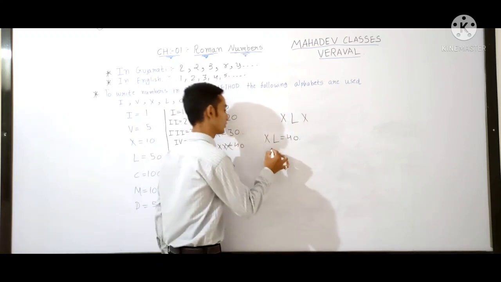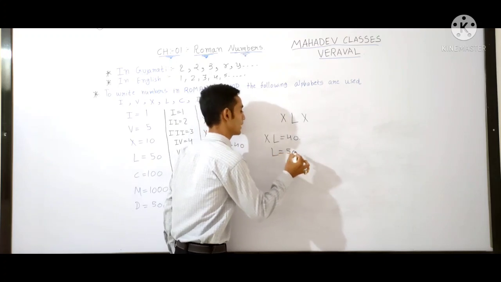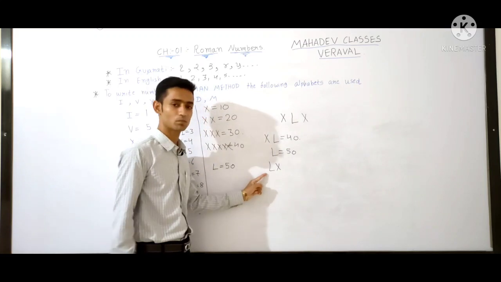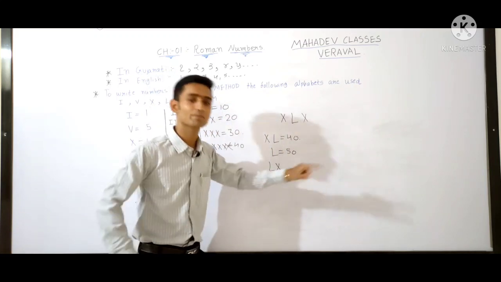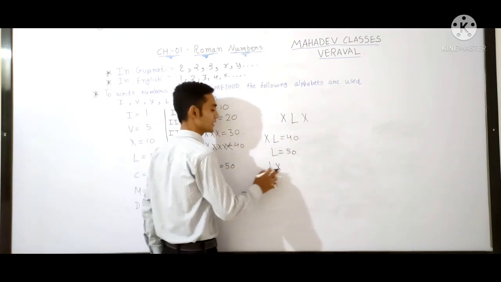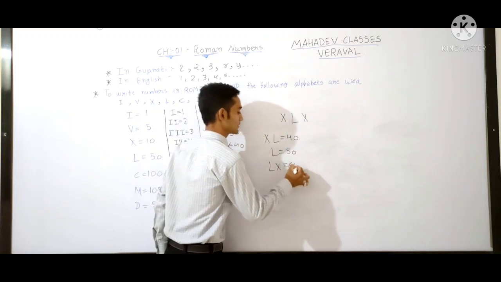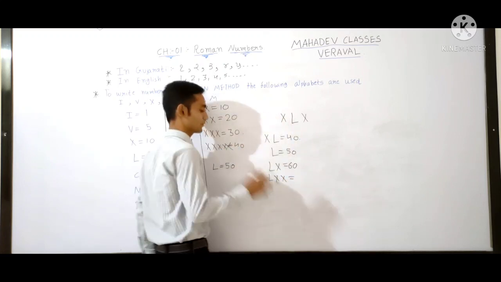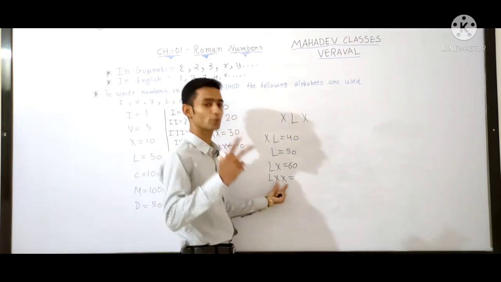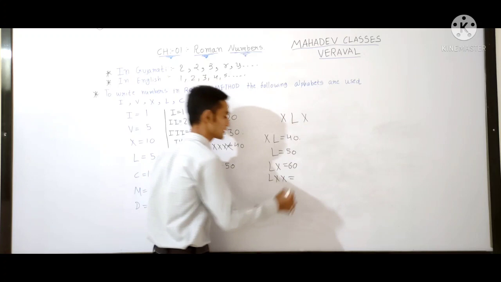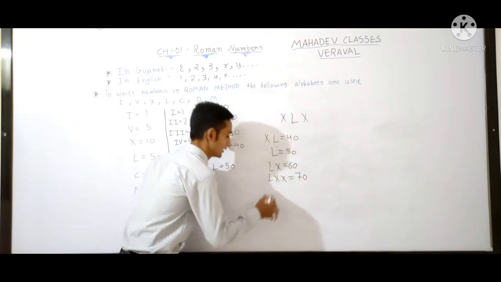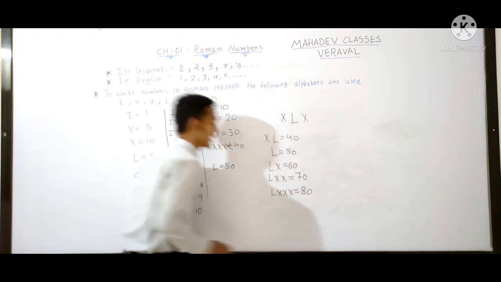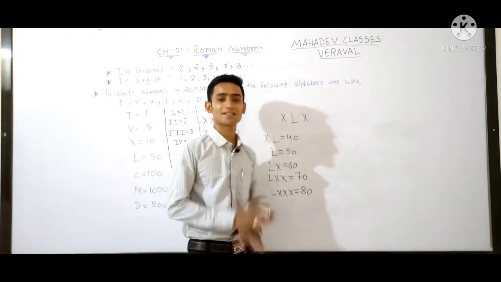Okay, and you know the Roman number of 50. Now if you write X on the right side of that L symbol, it means it will be an addition process, which is 50 plus 10, you will get 60. Similarly, LXX: L means 50 plus XX, it means 20. 50 plus 20 is equal to 70. Similarly, LXXX is equal to 80. And now 4 times X is not possible.